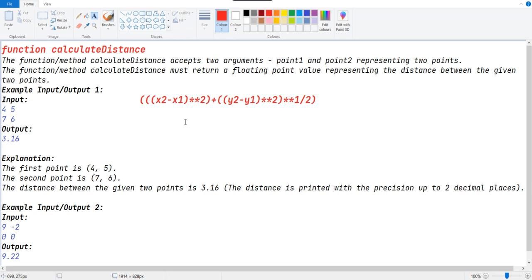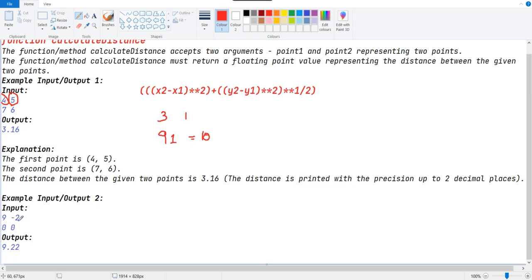If we apply this formula to these values, this is x1 and y1, x2 and y2. 7 minus 4 is nothing but 3, and 6 minus 5 is nothing but 1. 3 squared is 9 and 1 squared is 1. If we add those values, we'll get 10, and the root of 10 is nothing but 3.16.